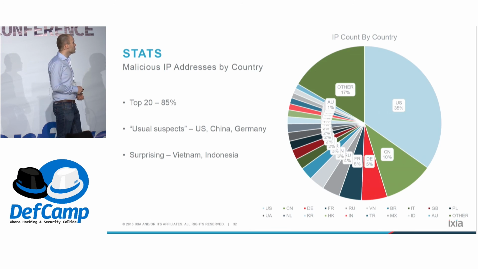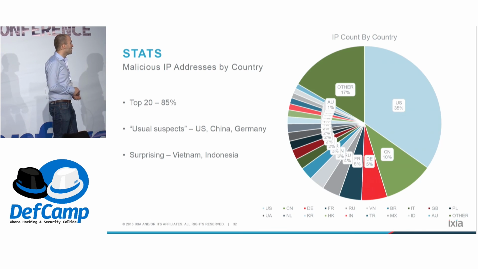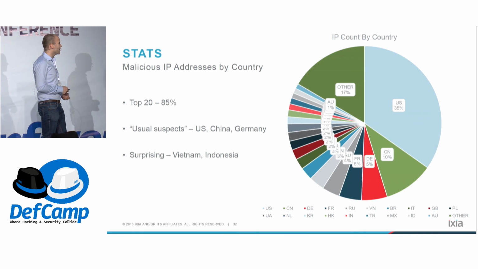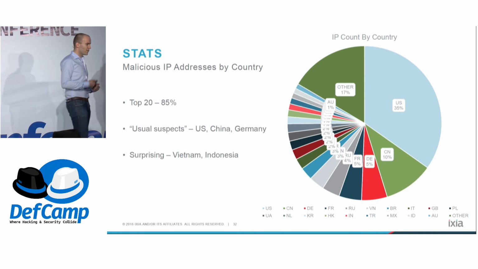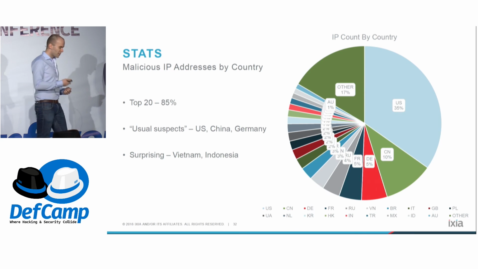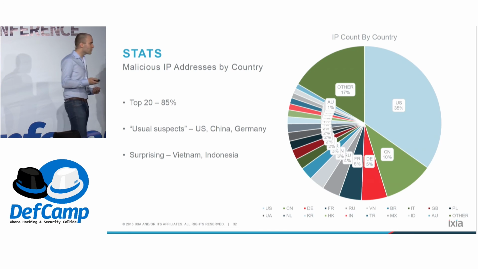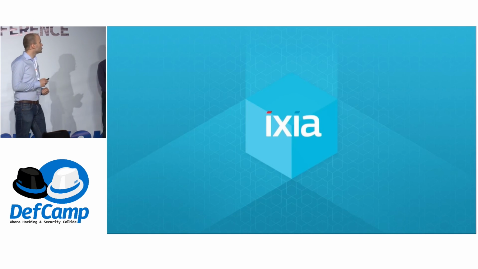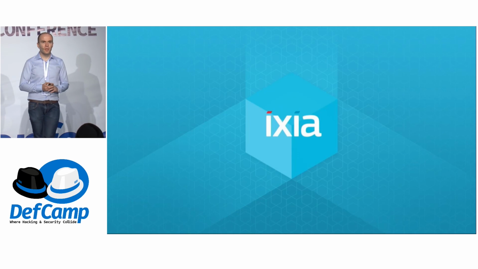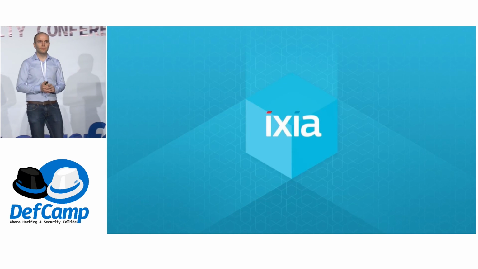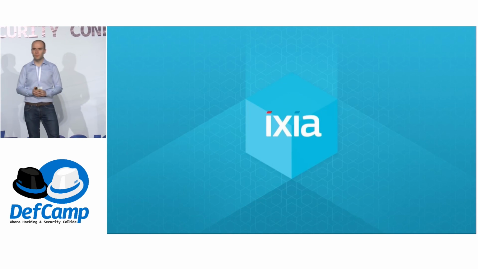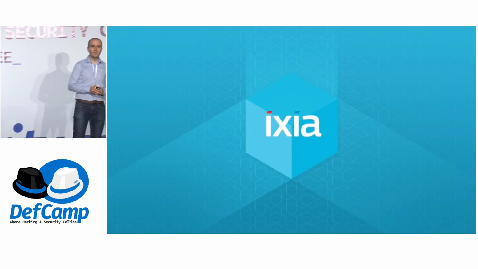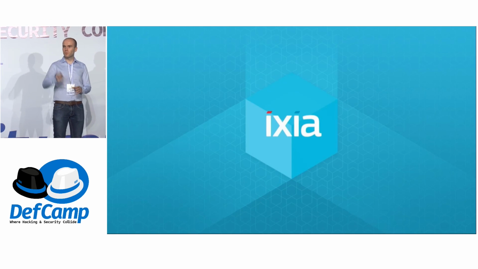But we also get some surprising results in the form of Vietnam and Indonesia, which have few IP ranges but quite a lot of them are malicious. Okay, so that was it. If you have any questions or comments for us, please go ahead.